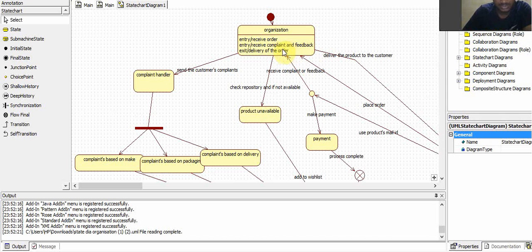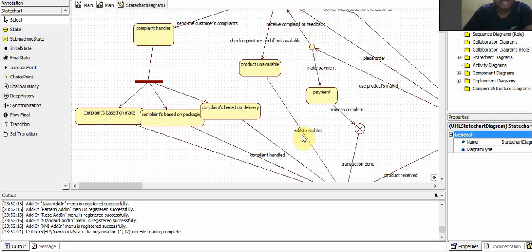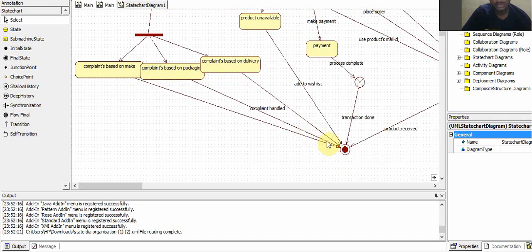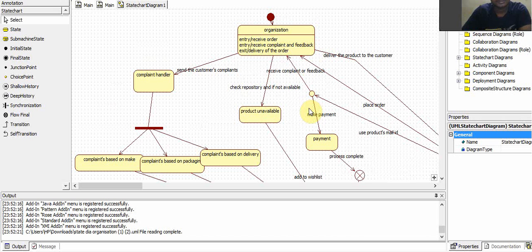Then the next one is, if the product that is asked by the customer is unavailable, it will check the repository, and if not available, the product is unavailable, it will be added to the wish list so that the organization can get that product the next time when the customer arrives, and it goes to the final state again.